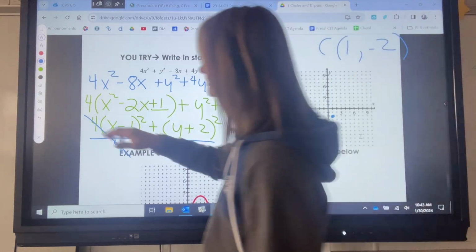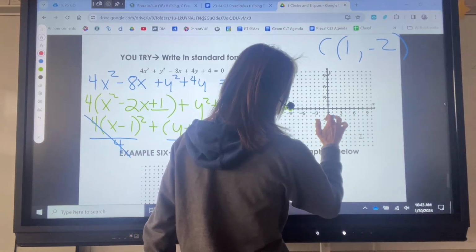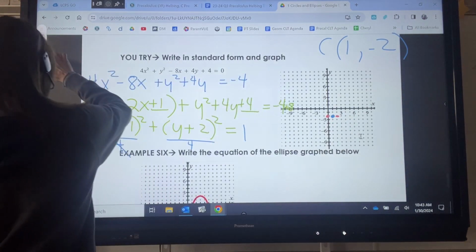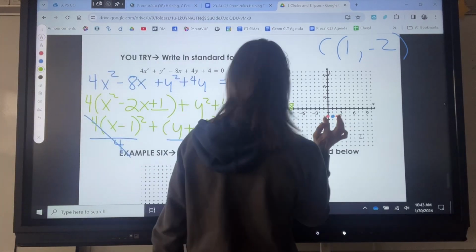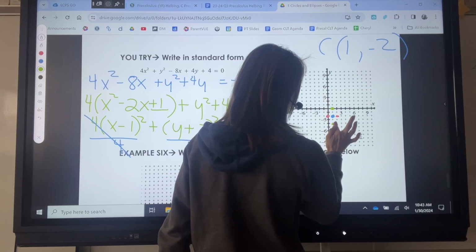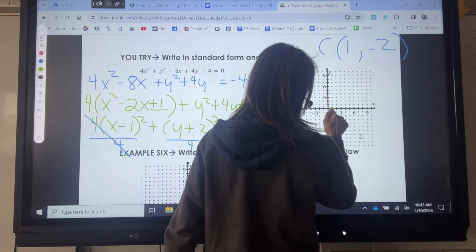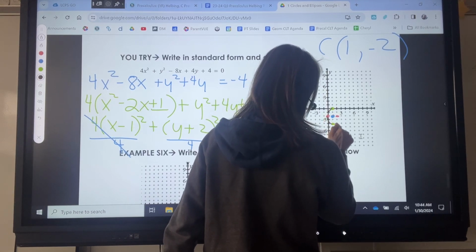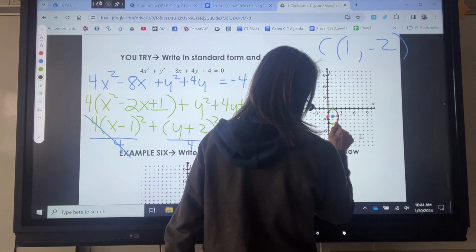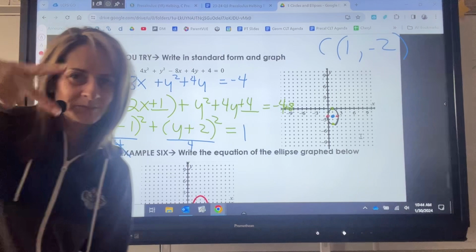So in a different color. Co-vertices. That's the minor axis. It's a shorter distance. And I said 2, right? Here's the longer distance. That's the major axis. Oh, that's a terrible ellipse, but good enough. Questions?